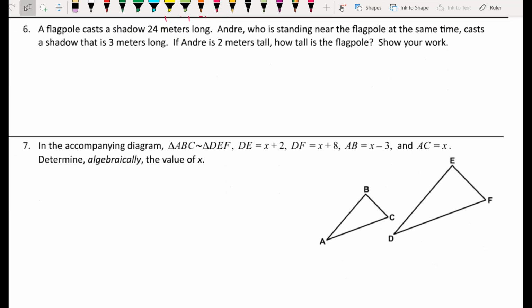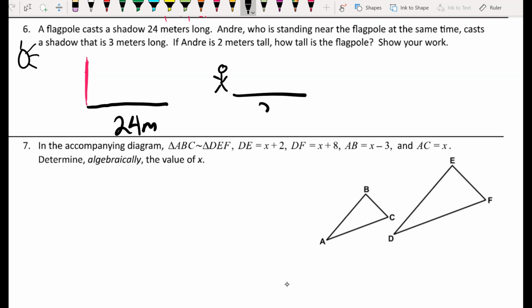For number 6, a flagpole, something coming straight out of the ground, casts a shadow that's 24 meters long. So if it's coming straight out of the ground, let's say the shadow's on the ground, right? If you look at a shadow, it's on the ground behind you. You know, the sun's over here or something. And Andre, who is standing near the flagpole, let's say he's right there, casts a shadow that's 3 meters long.